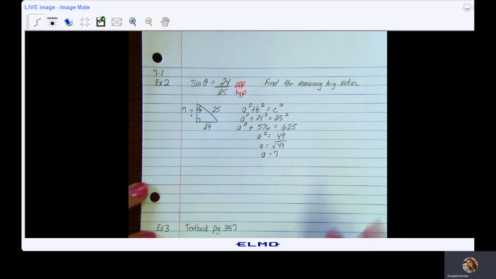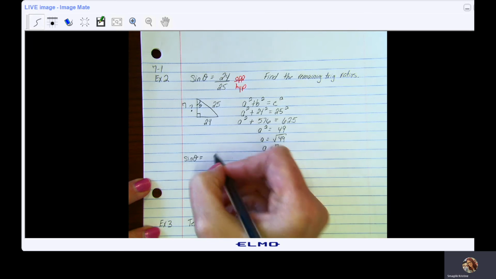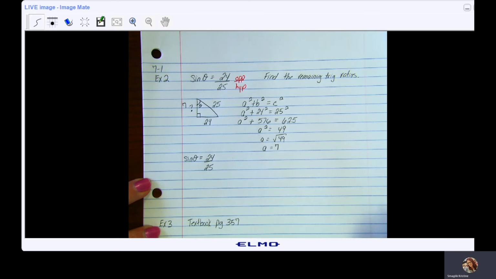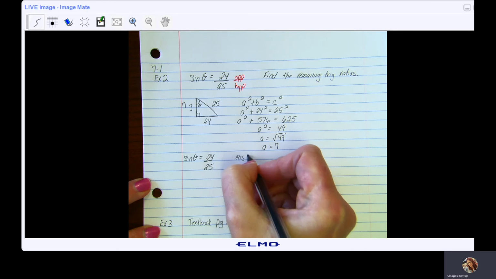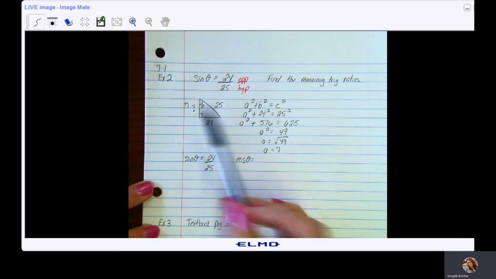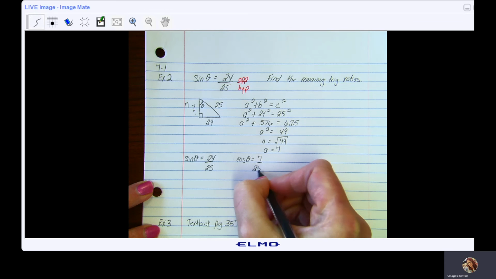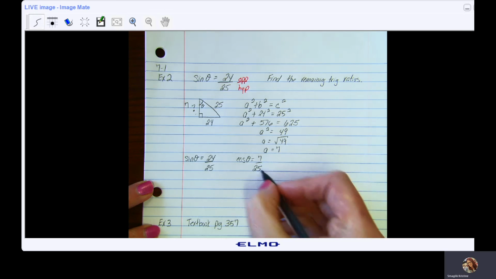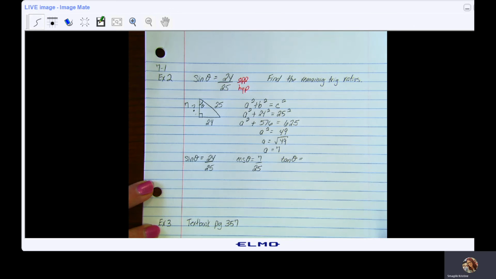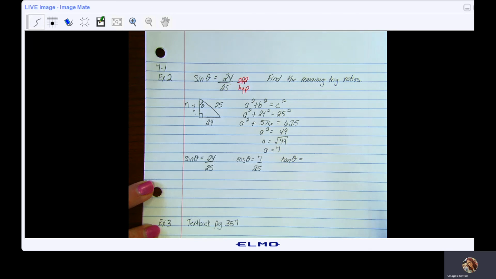So now let's do our trig ratios. We'll start out with sine. Sine of theta is, this is what we were given, 24 over 25. Cosine of theta is adjacent over hypotenuse. So adjacent would be the side that we found. So that is 7, and the hypotenuse is 25. Tangent of theta is opposite over adjacent. So 24 is opposite, adjacent is 7.